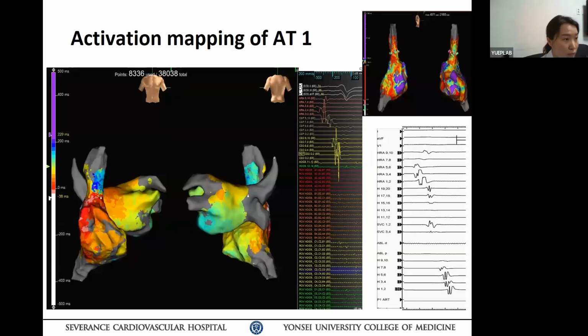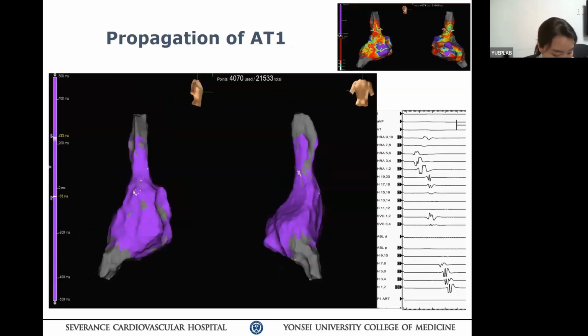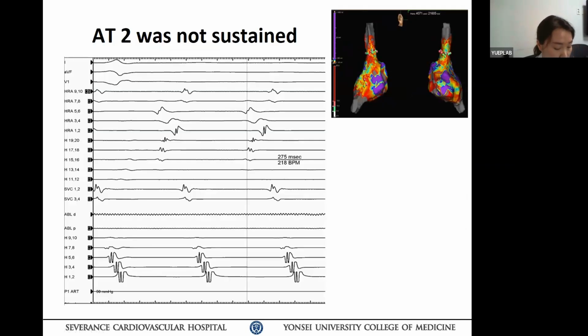So we performed the activation mapping. This was the result of the activation map of AT1, and this was the propagation map. As shown in the map result, the wavefront propagates downward and anteriorly and also activates the posterior simultaneously and goes back up to the SVC. We tried to map AT2, but it was not sustained or reinducible, and it changed to another sequence when we tried to map or entrain.